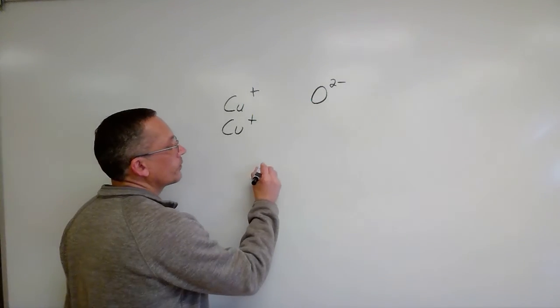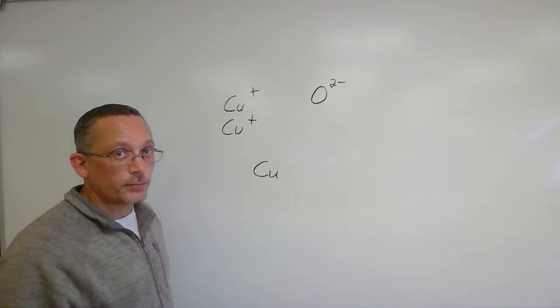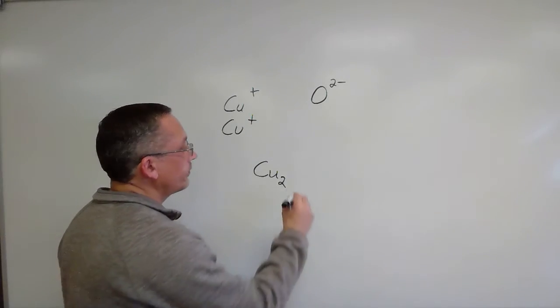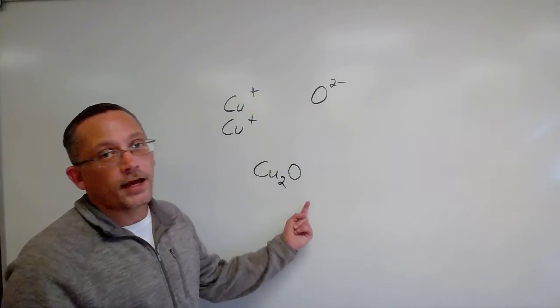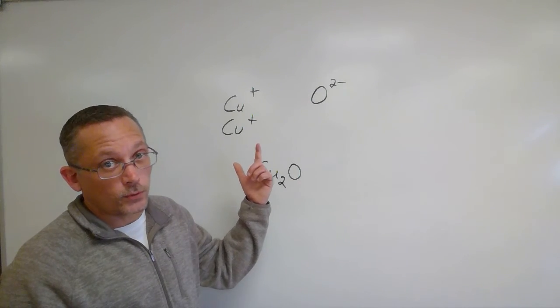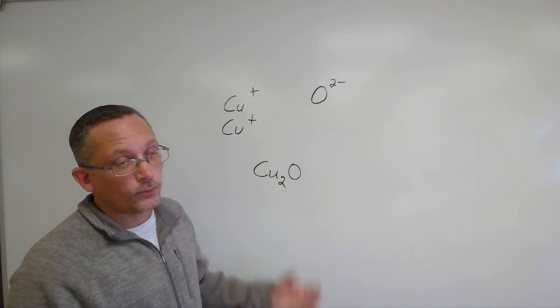Cation goes first. And I have 2 coppers. And then the anion goes second. And I have only 1 oxide. So between copper with a charge of +1 and oxygen, it's Cu2O.